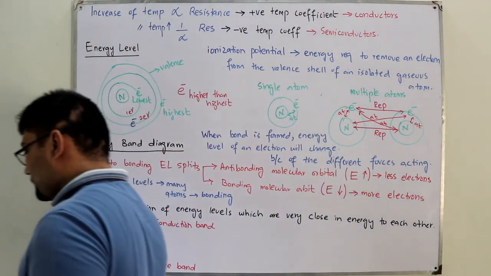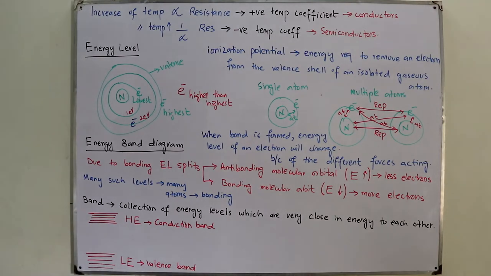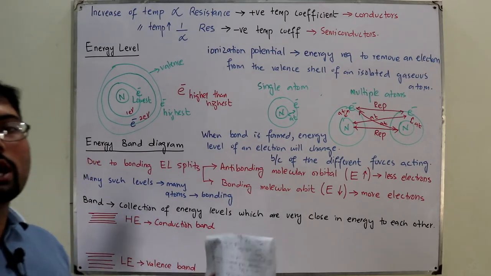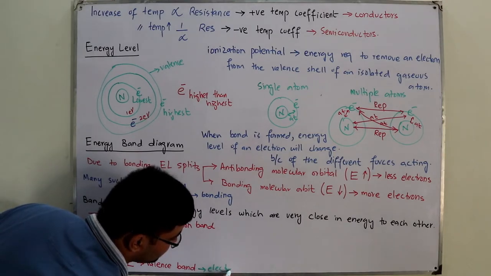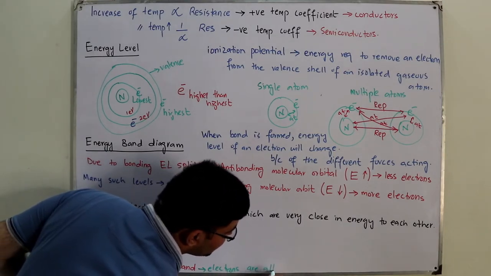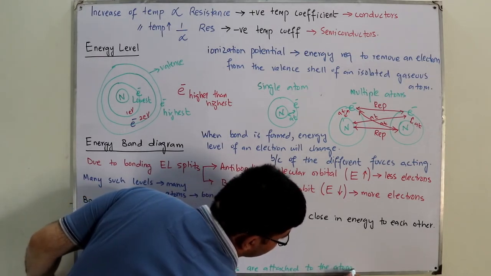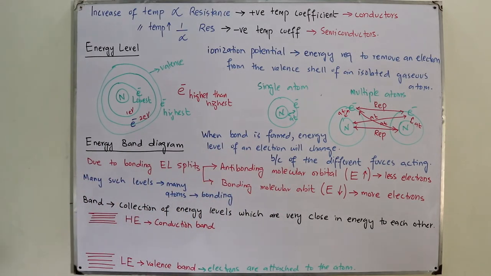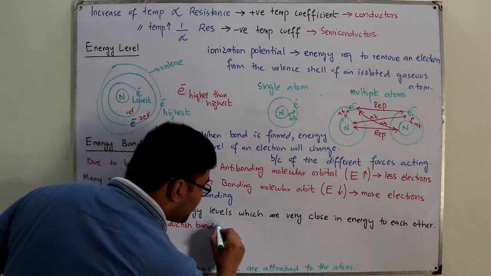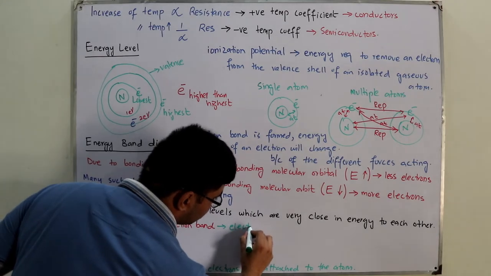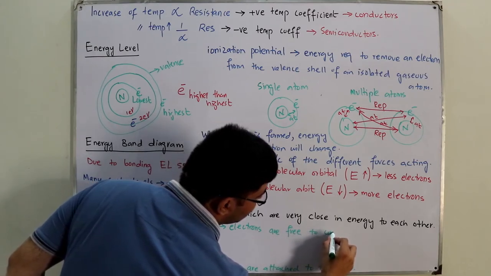What is the difference between the two? The difference is that in the valence band, the electrons are attached to the atoms, which means they have not left the atomic structure. Whereas in the conduction band, the electrons are free to conduct current.